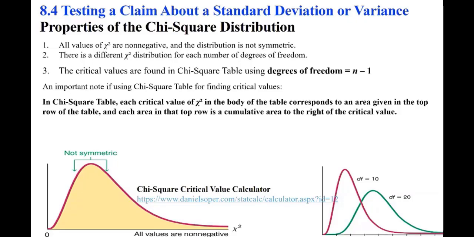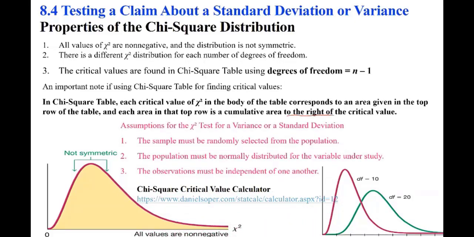There is a different chi-square distribution for each number of degrees of freedom. The critical values are found in the chi-square table using degrees of freedom n minus 1. So in the chi-square table, each critical value of chi-squared in the body of the table corresponds to an area given in the top row of the table, and each area in that top row is a cumulative area to the right. Can't emphasize this enough. You remember that table, okay?